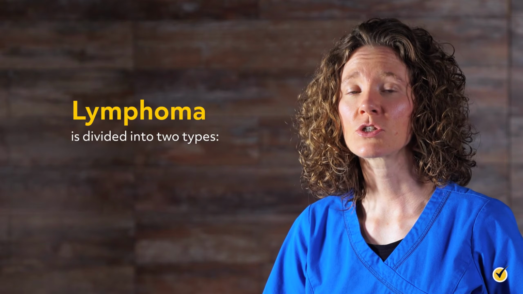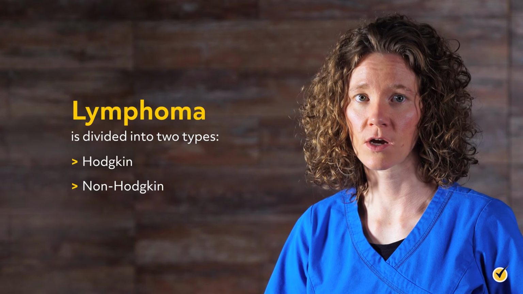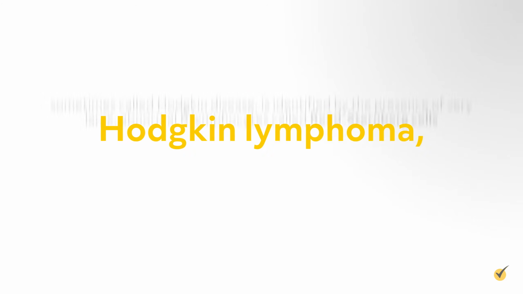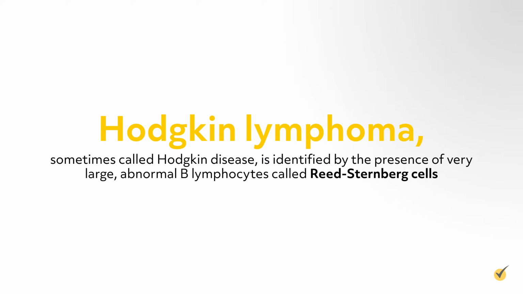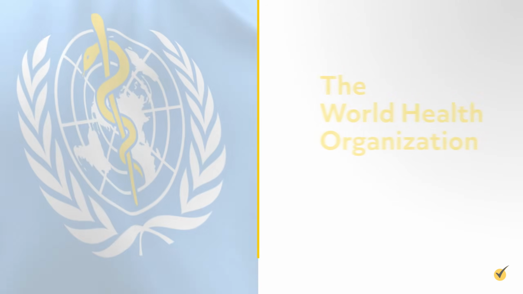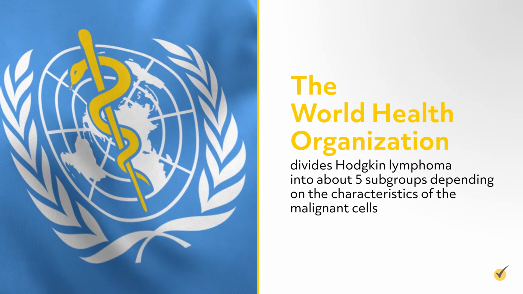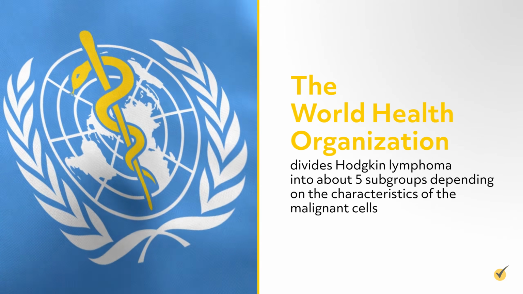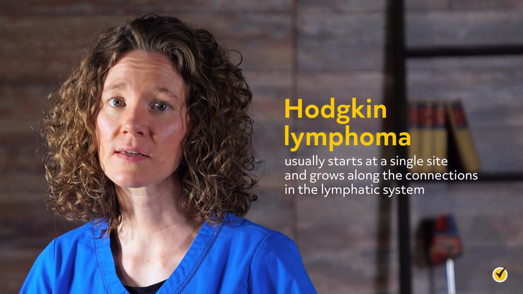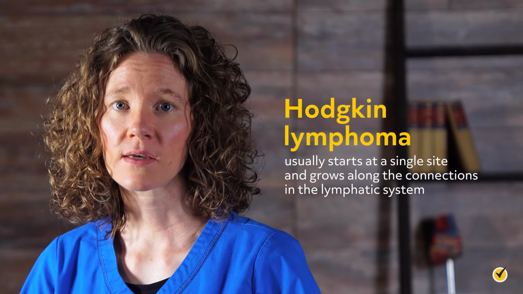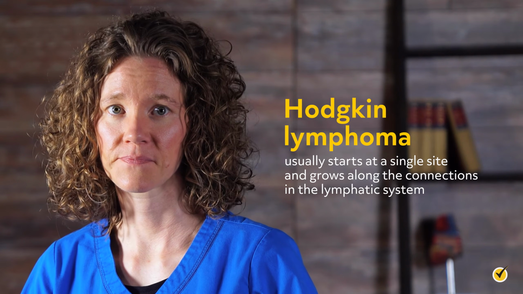Lymphoma is divided into two types, Hodgkin and non-Hodgkin. Hodgkin lymphoma, sometimes called Hodgkin disease, is identified by the presence of very large, abnormal B lymphocytes called Reed-Sternberg cells. The World Health Organization divides Hodgkin lymphoma into about 5 subgroups depending on the characteristics of the malignant cells. Hodgkin lymphoma usually starts at a single site and grows along the connections in the lymphatic system.